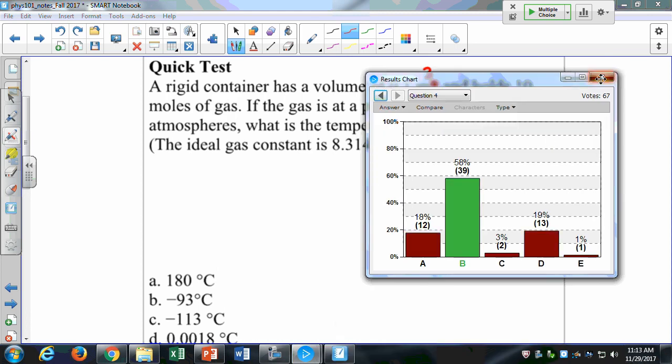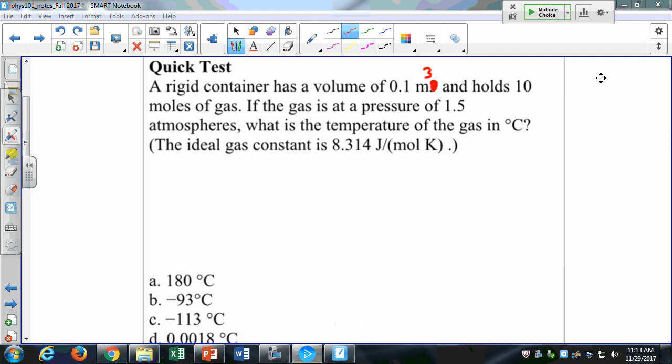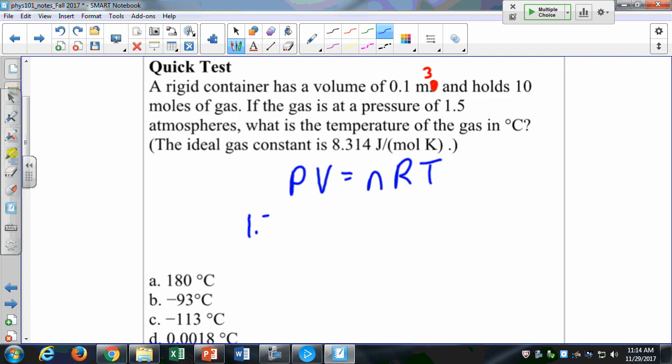Okay, B is right. The way you do this, you have to be careful with your units. Like I said, it's kind of tricky with your units. PV is nRT. My pressure is 1.5 atmospheres. That's going to be 1.5 times 10 to the 5th pascals. Remember, 1 atmosphere equals 10 to the 5th pascals, 100,000 newtons per square meter. The volume is 0.1 cubic meters.